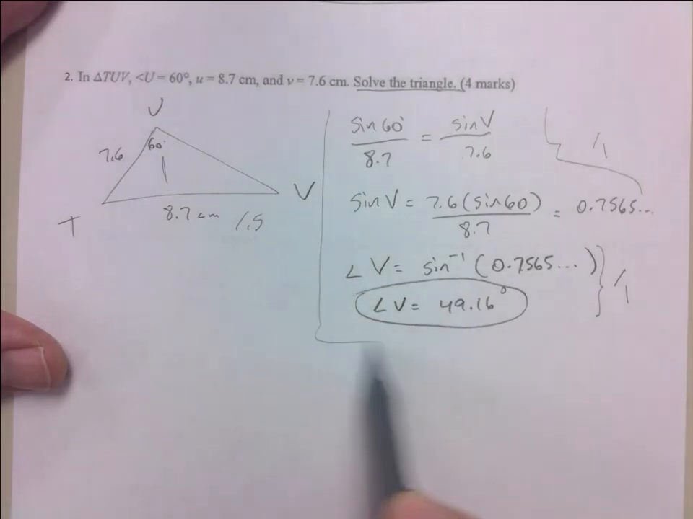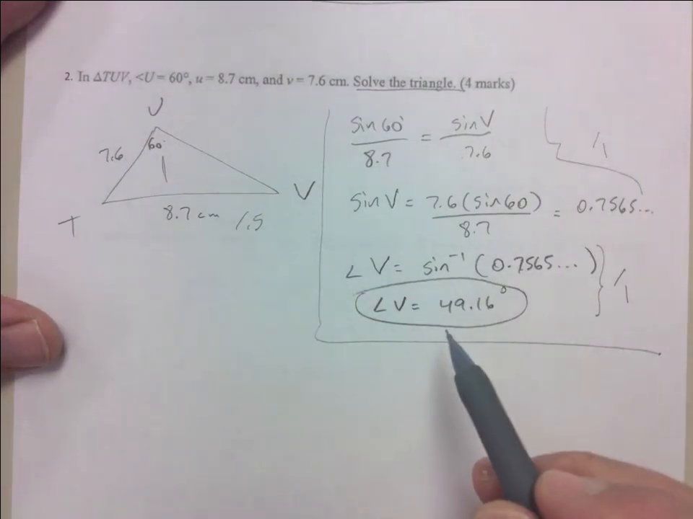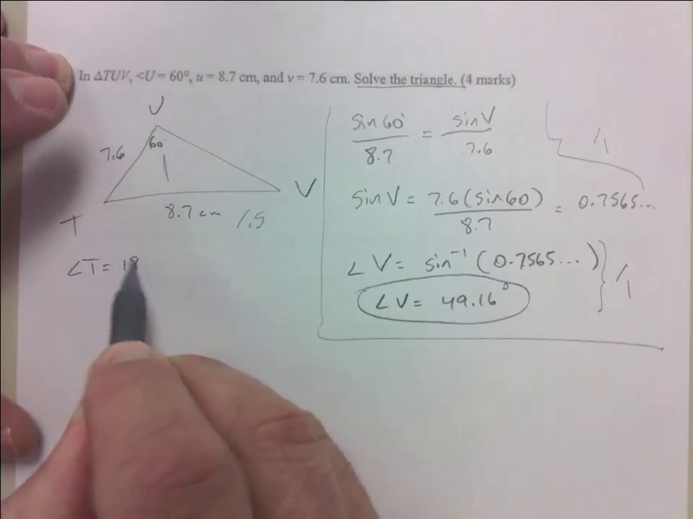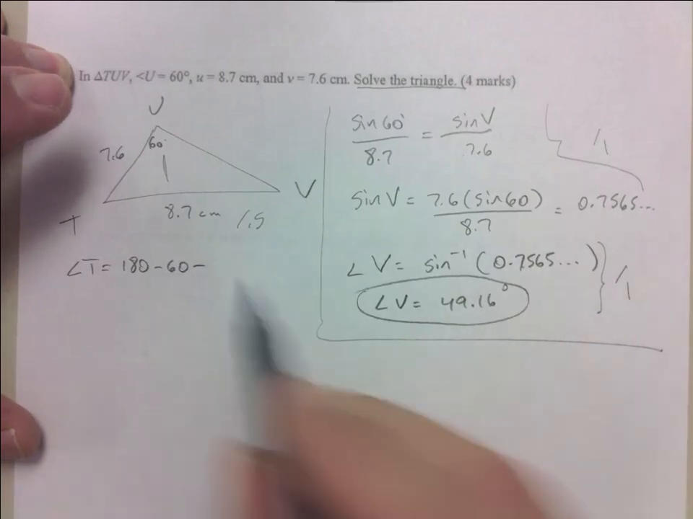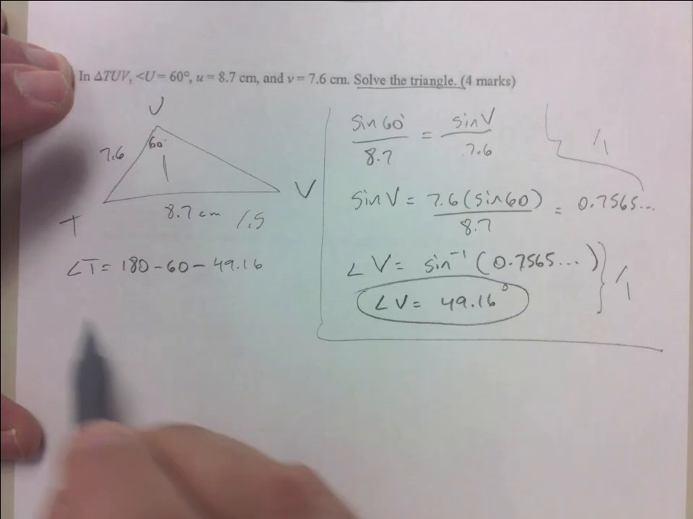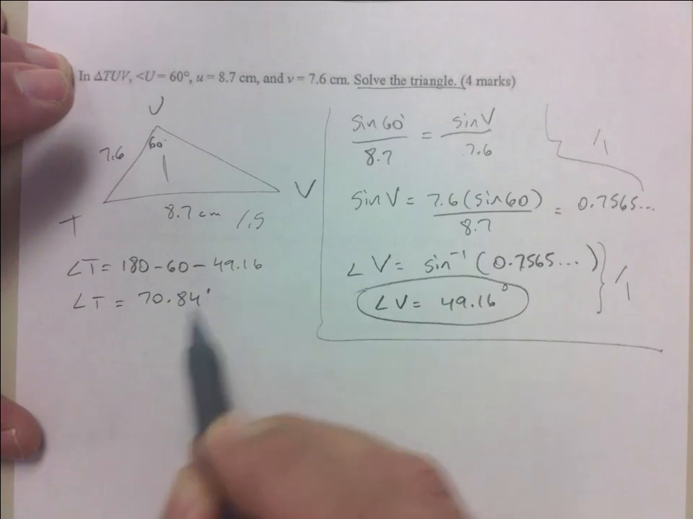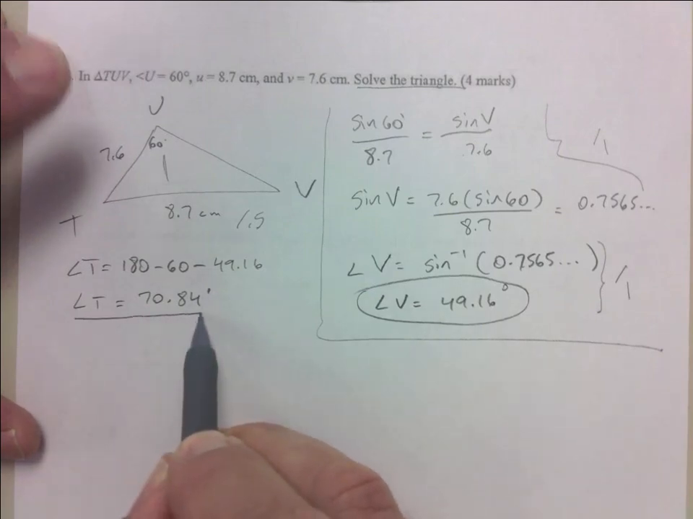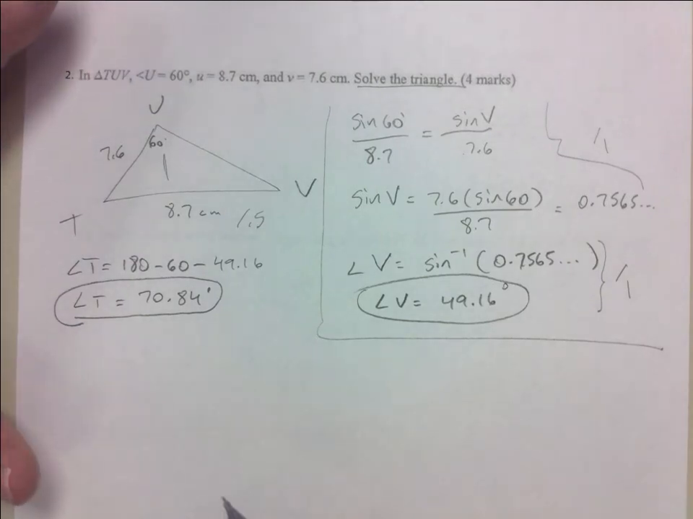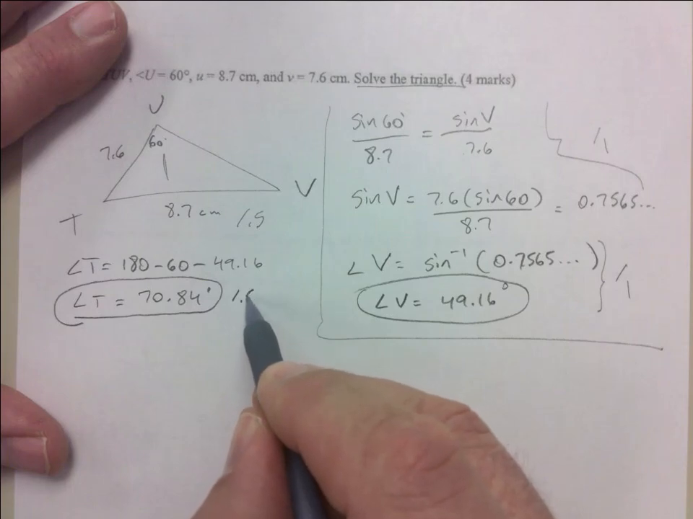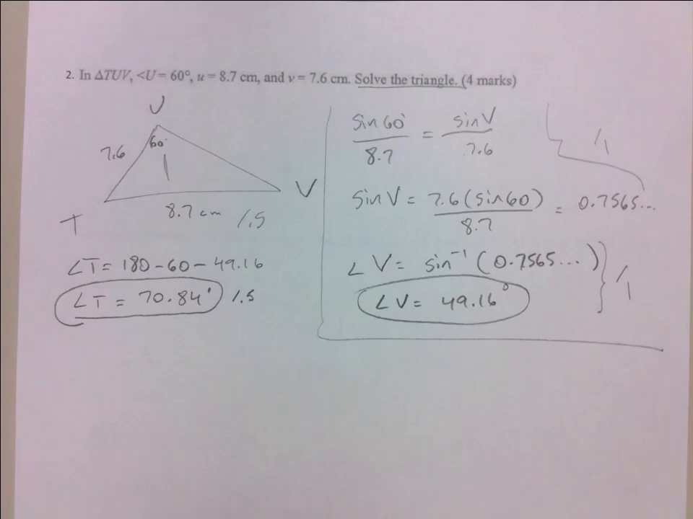I block this off. The next thing I need to do is solve for that angle T. So I'm going to go ahead and solve for T, 180 minus 60 minus 49.16. And angle T is 70.84 degrees for me, right? So that's, in this case, something I would circle because it's one of the items I would like to see. So half a mark for that. Pretty straightforward. And now you decide what you want to do.